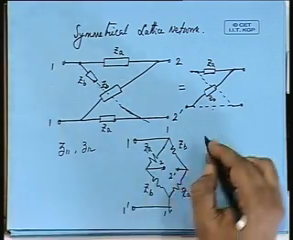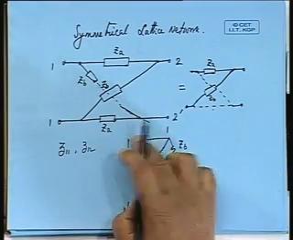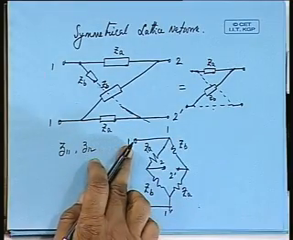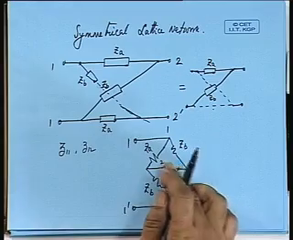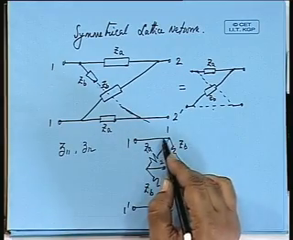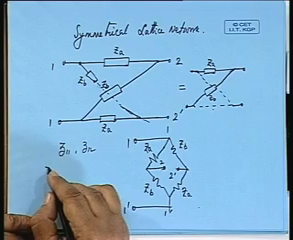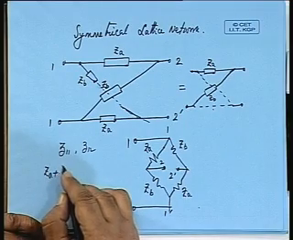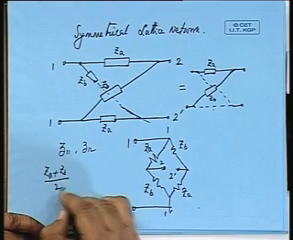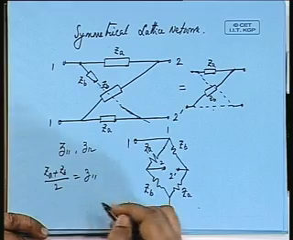So, what is Z11? V1 by I1. So, the impedance measured from 1 dashed when this is kept open. So, what is the impedance? ZA plus ZB, again ZA plus ZB. So, it will be ZA plus ZB by 2, this will be Z11.